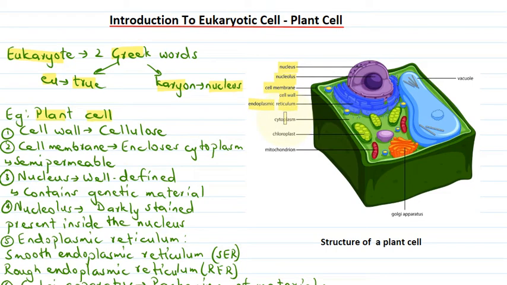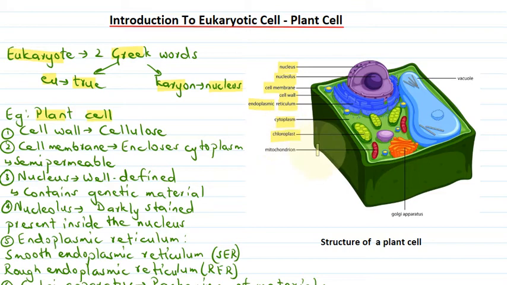Then there is endoplasmic reticulum. Endoplasmic reticulum can be rough endoplasmic reticulum or smooth endoplasmic reticulum. Smooth endoplasmic reticulum have a smooth appearance as they are not associated with ribosomes. Okay, they help in the synthesis of lipids, and rough endoplasmic reticulum have rough appearance as they are associated with ribosomes. They help in the synthesis of proteins. Then there is cytoplasm. Cytoplasm is the jelly-like fluid substance present inside the cell in which all the cell organelles float.